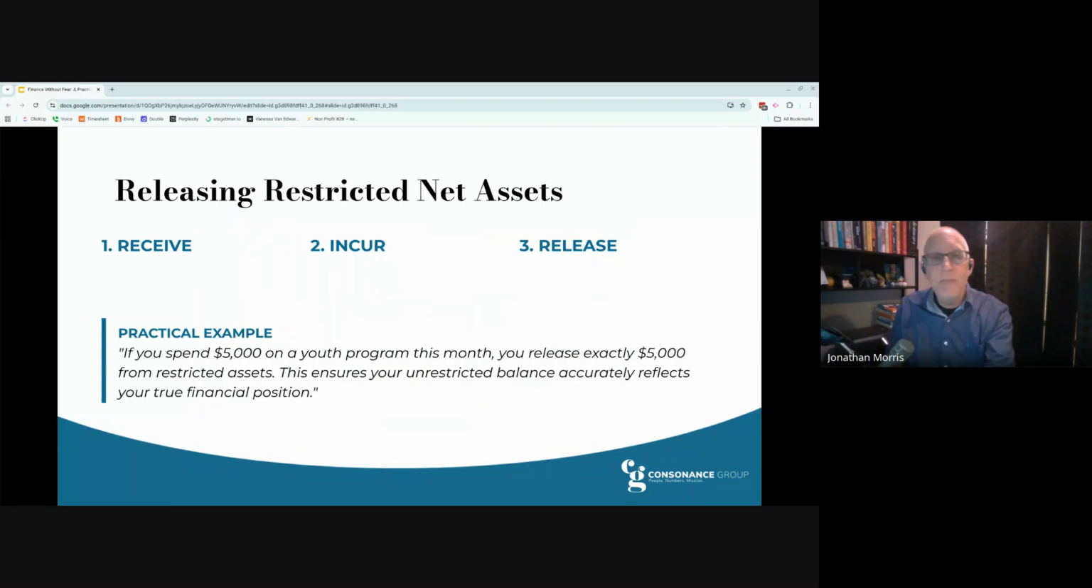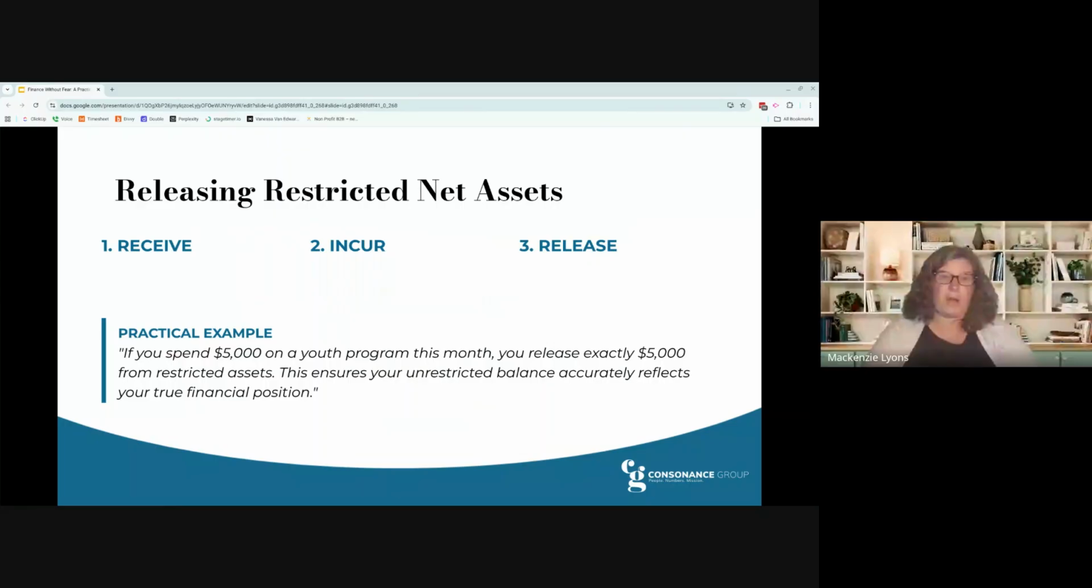And this is, again, assuming that the restriction is purpose-based. So if you have funding to support a particular project, as those costs are incurred, then you can release those funds from restriction. Okay, so let's talk about this a little bit in a more practical situation.